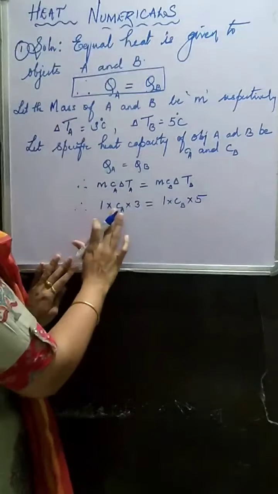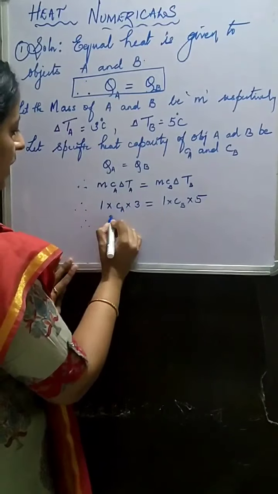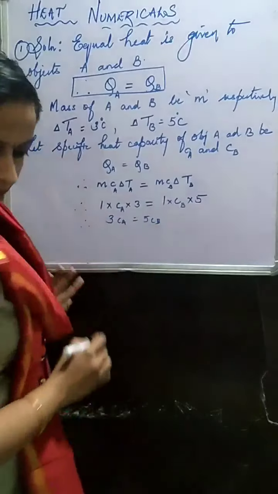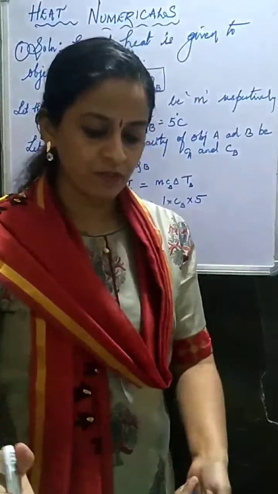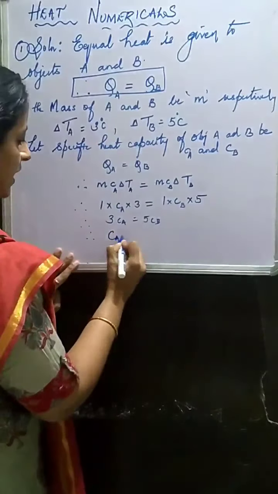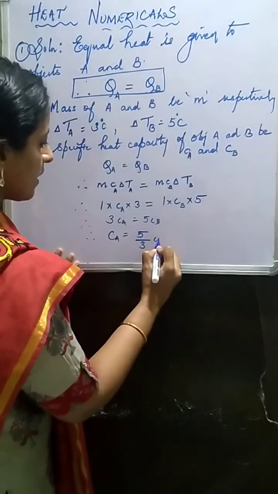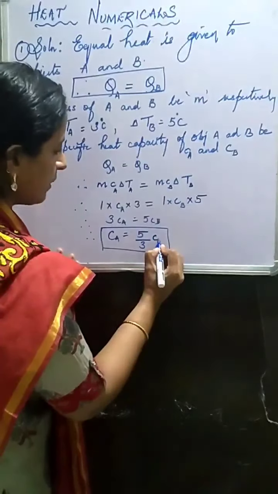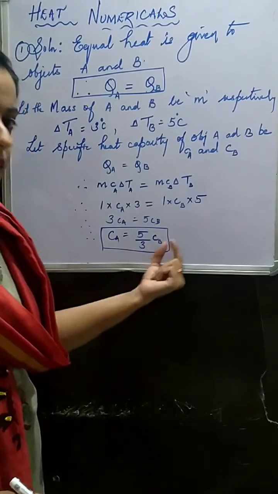Okay. So now let us keep Ca safe here. Take the numbers to the opposite side. So therefore this will be 3 Ca is equal to 5 Cb. Now they are asking us which object has more specific heat and by what factor. Okay. So therefore Ca, I'll keep it here, is equal to 5 upon 3 Cb.